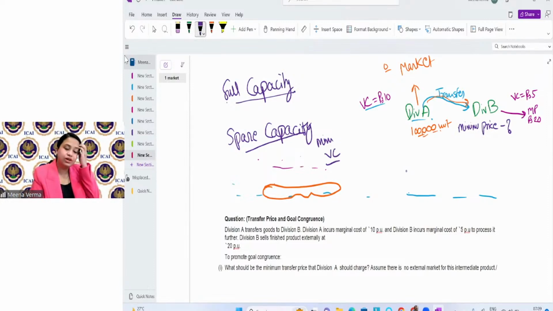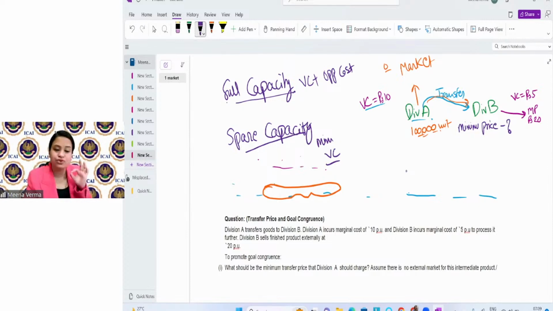And if he will work in full capacity, then what will be his minimum expectation? He wants to recover the variable cost plus the opportunity cost. Opportunity cost will include fixed cost as well as the profit which they will lose if they transfer the units internally.